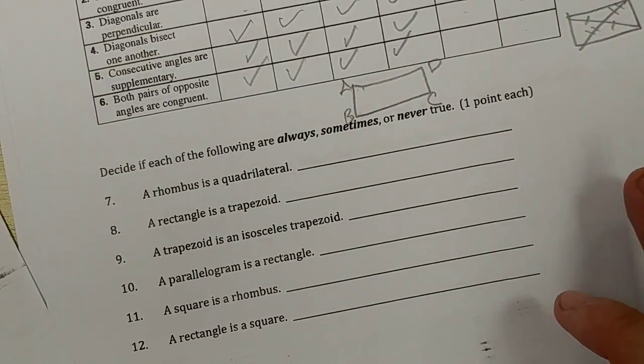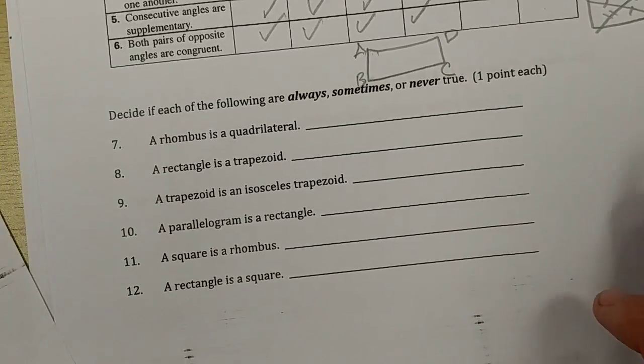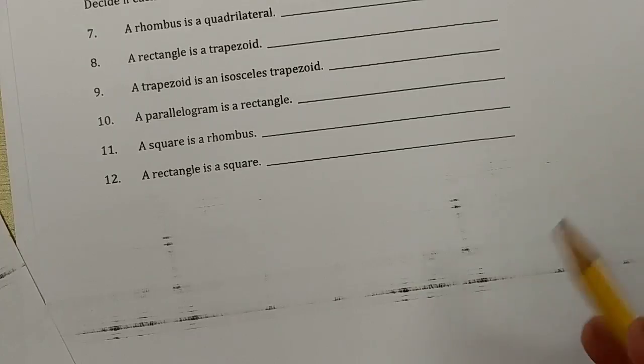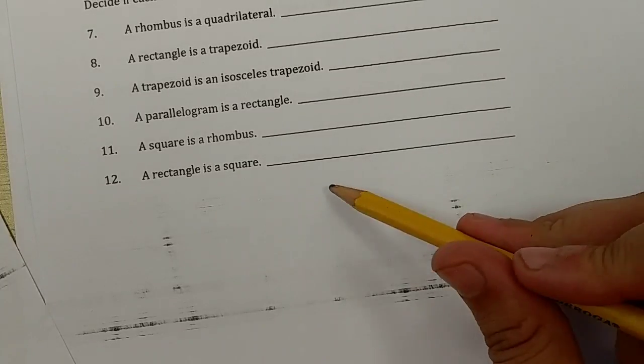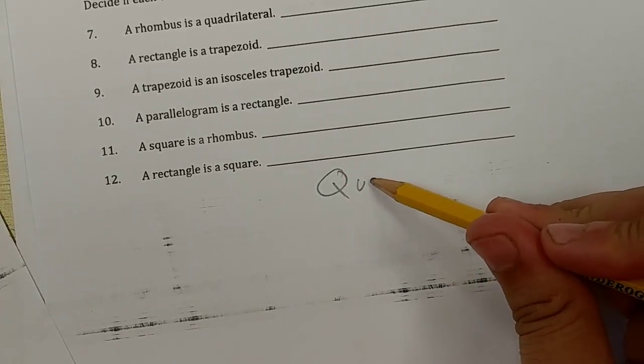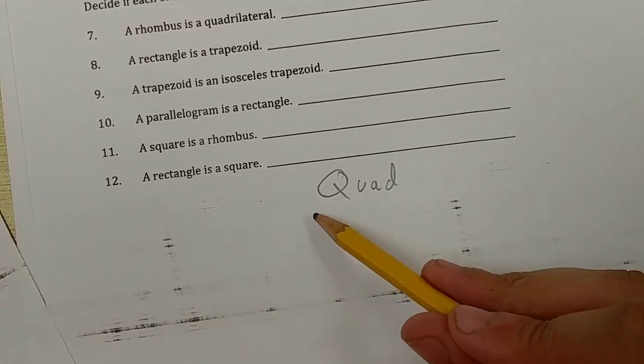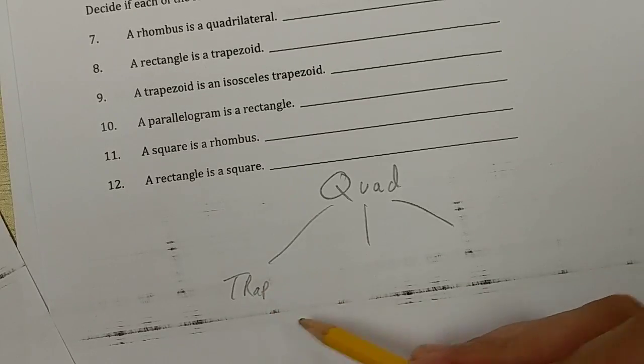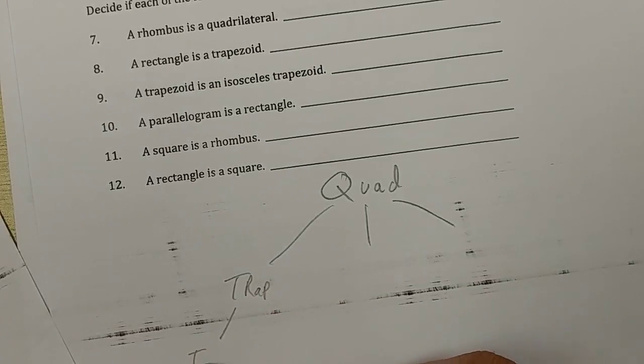All right, some always, sometimes, nevers. Don't be surprised, it will be on your final. A rhombus is a quadrilateral. Now, let's make the family tree here to help us out. You have the quads as the king, or the grandfather of this. On here, you have the trapezoid, and underneath that is the isosceles trapezoid.